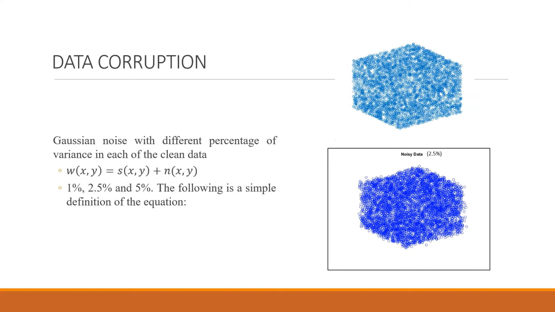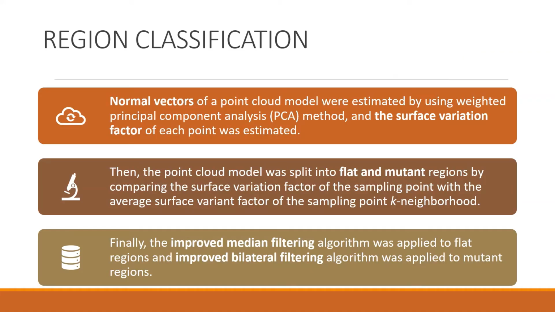Okay, and then we do the data corruption, which is to include noise in the data set. We are using Gaussian noise given by this formula, W equals S plus N, where this is XYZ. In Gaussian noise, we can choose the percentage of the noise that we want to include. This percentage will move the original point to a new position. So the larger the percentage is, the further the point will move.